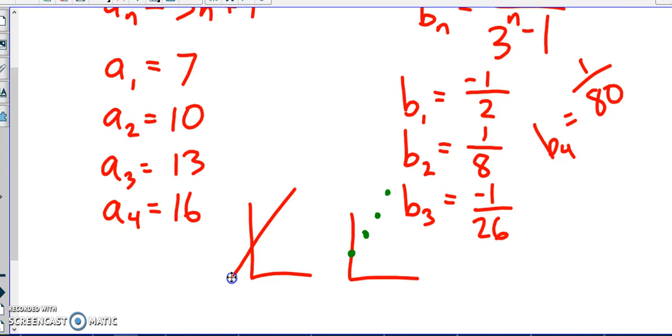Now, the next thing I want to discuss is what are called recursion formulas or recursive formulas.